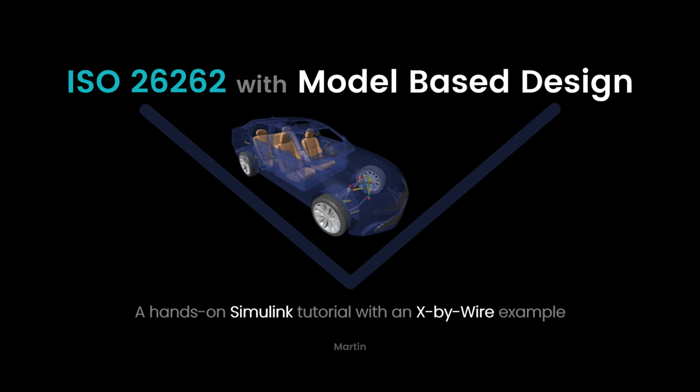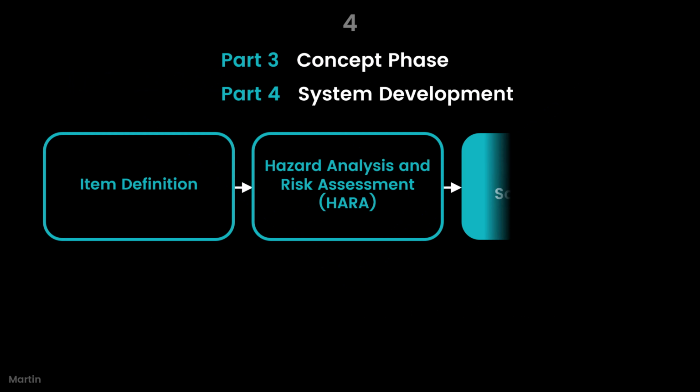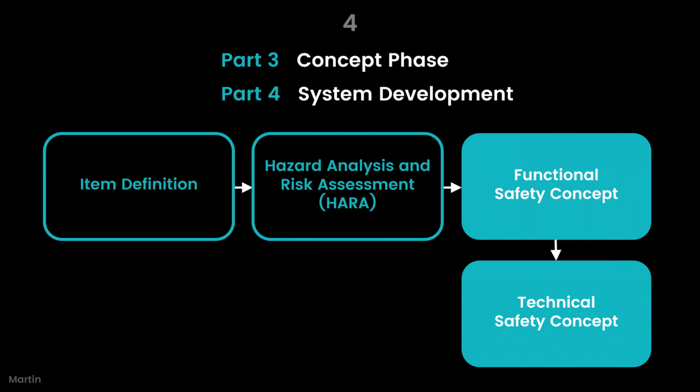Welcome to this session on ISO 26262 with model-based design, a hands-on Simulink tutorial with an X-by-wire example. In this session, we'll explore the functional safety concept outlined in Part 3 of the concept phase, and the technical safety concept in Part 4 of the product development at the system level, using a brake-by-wire system as our example throughout the discussion.